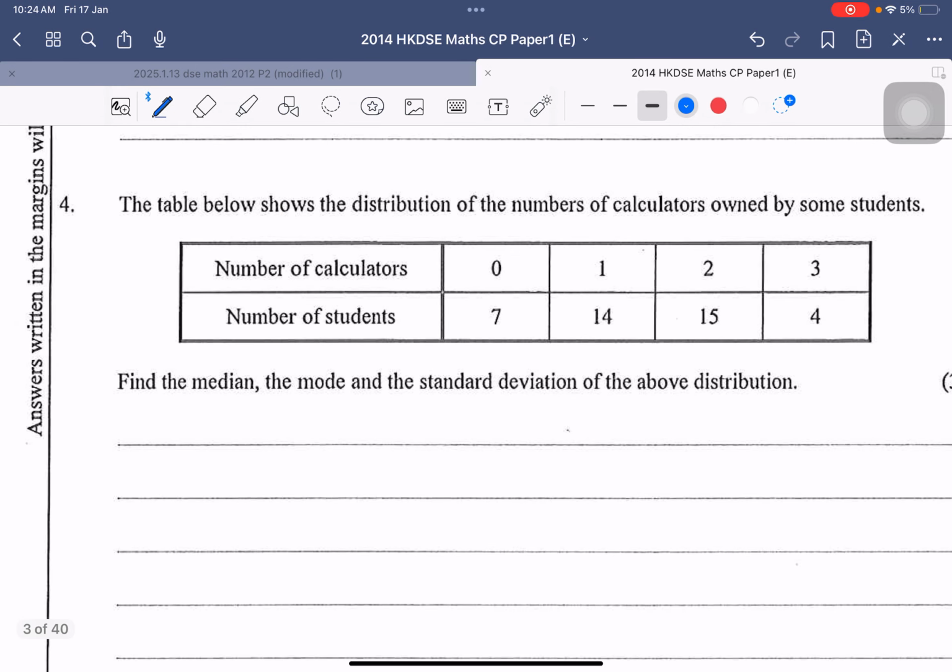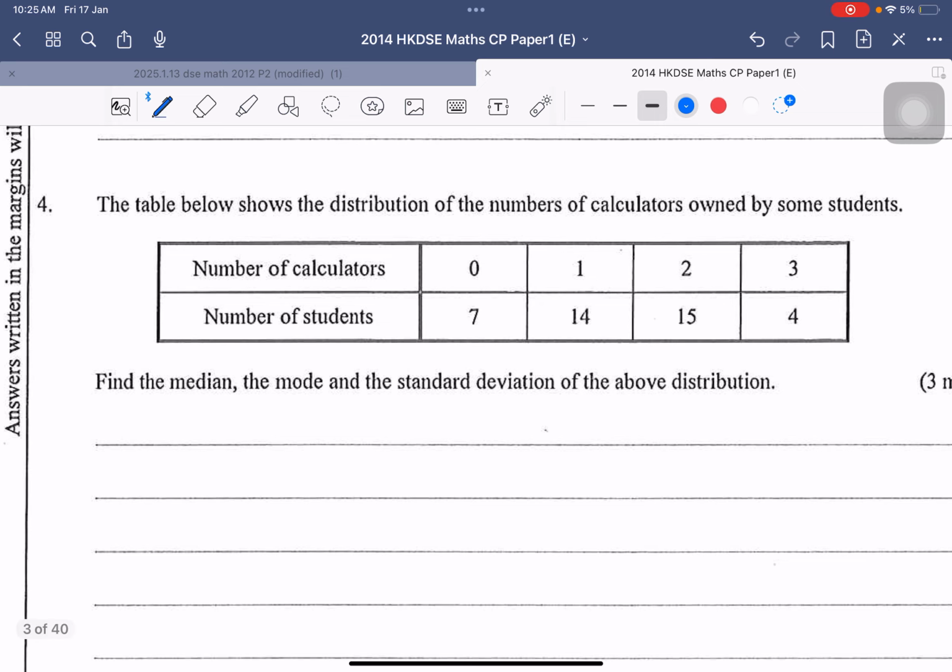Okay, next question. So we have calculators. Can we use the calculator directly to find these answers? We need to find out the mode, the standard deviation and the median. And what is the mode? 2. It's the highest frequency, so it's going to be 4, isn't it? Because the frequency is 3 here. That's the highest. No. Is this correct?